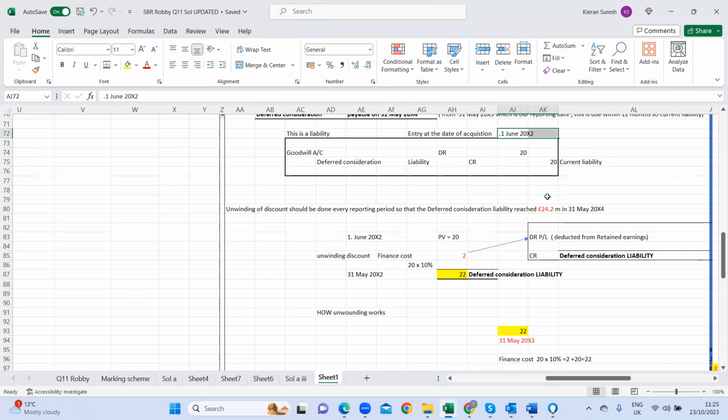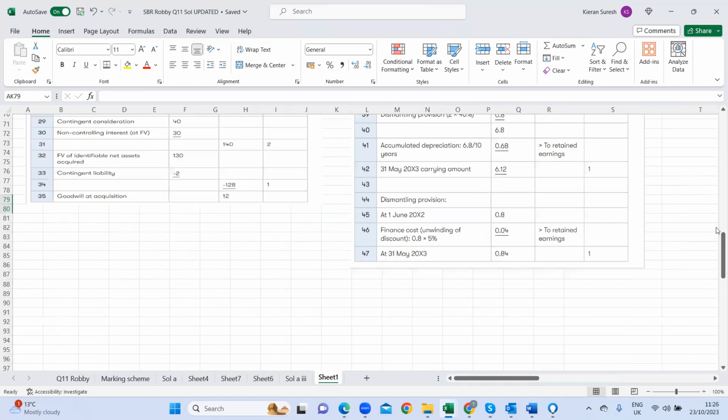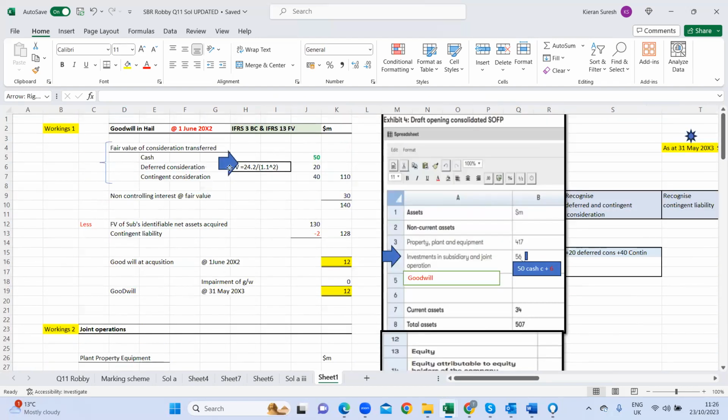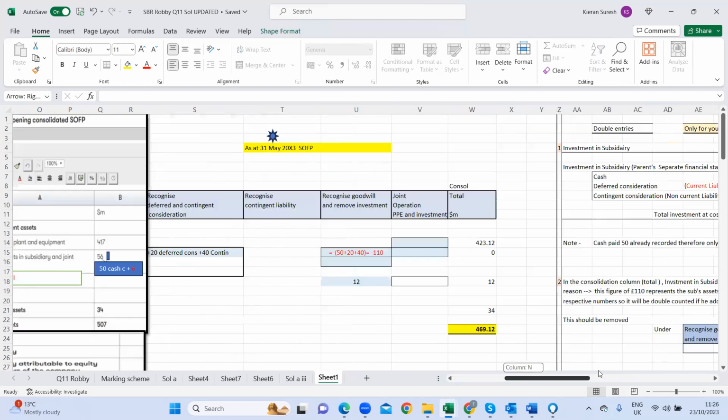Now remember, what is the definition of a liability? A liability is the present value of a future obligation. So that is why I've discounted this 24.2. If I just go back to show you the deferred consideration here, I've discounted this 24.2 and then declared a present liability, right? So this is my present liability.